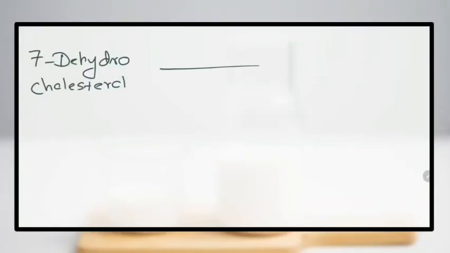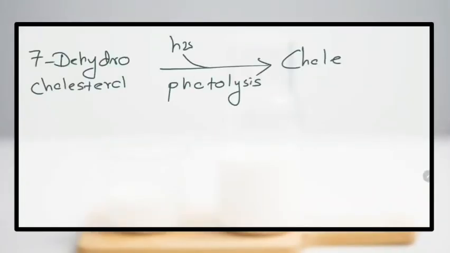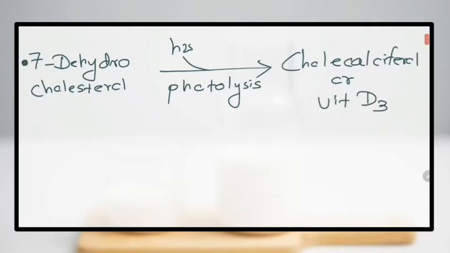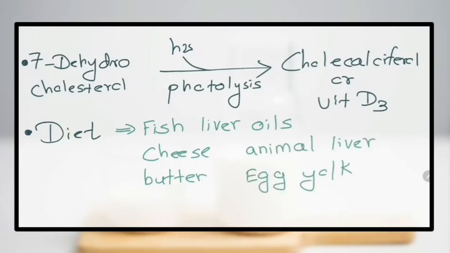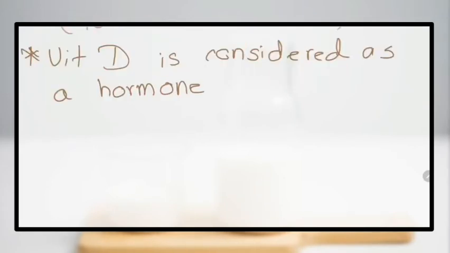How do you get vitamin D? When skin is exposed to sunlight and from diet. What is the richest source of vitamin D? Fish liver oil. What about cow milk? It contains very low level of vitamin D unless it is fortified.